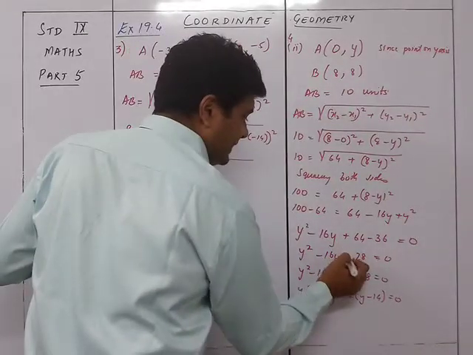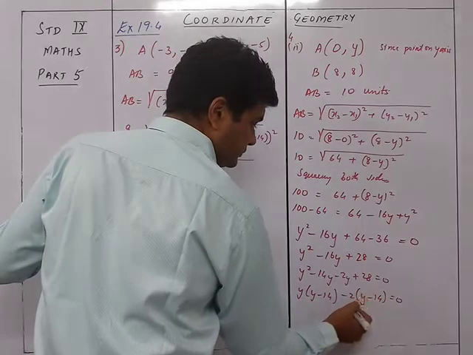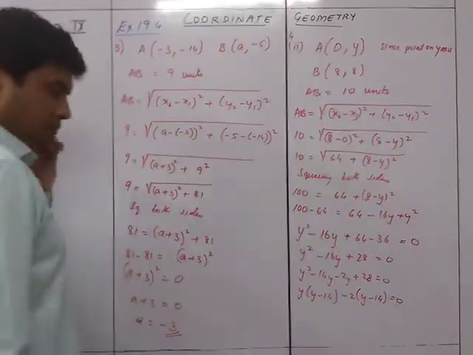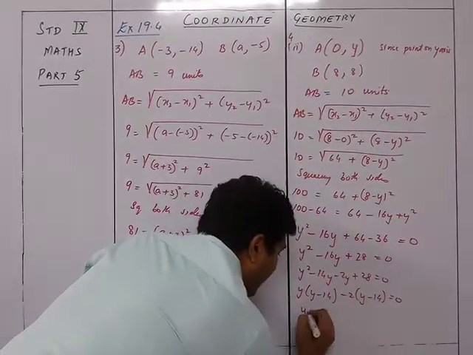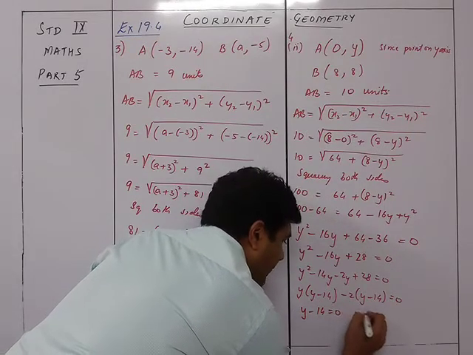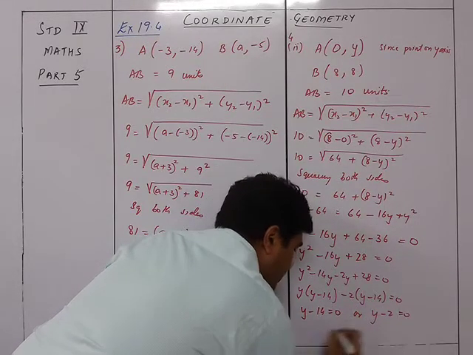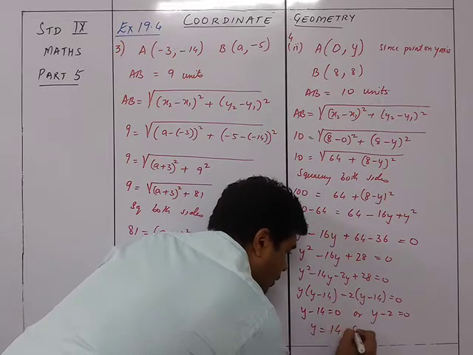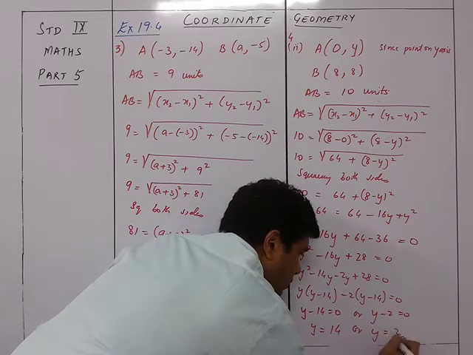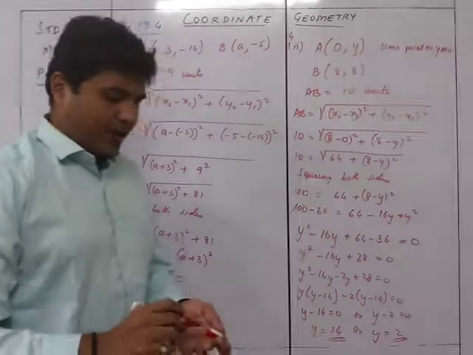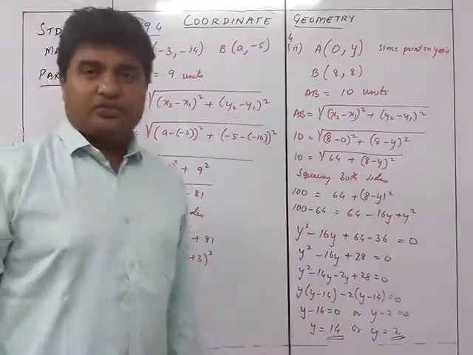So this is plus sign. So y minus 14 is equals to 0 or y minus 2 is equals to 0. So y is equals to 14 or y is equals to 2. So we'll be getting two such points wherein the distance would be equal to 10 units from 8 comma 8.